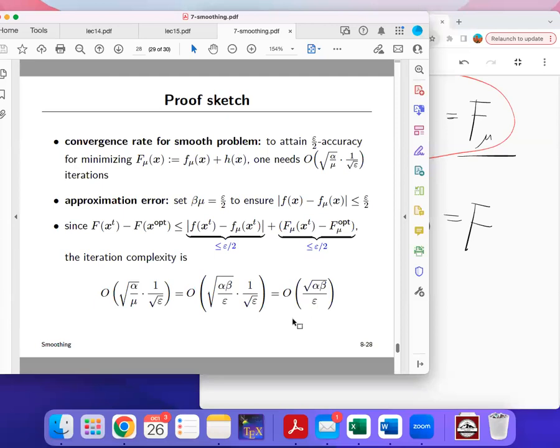So when we analyze these smoothing techniques, we always need to consider these two parts. Optimization algorithms are applied to the smooth problem, and then we need to further consider the approximation error.